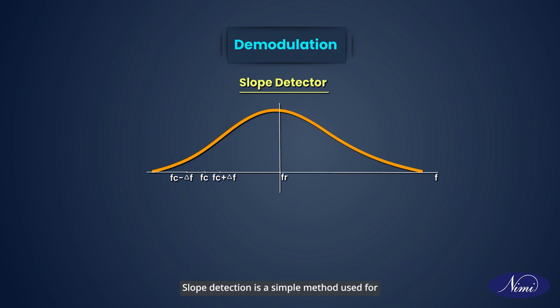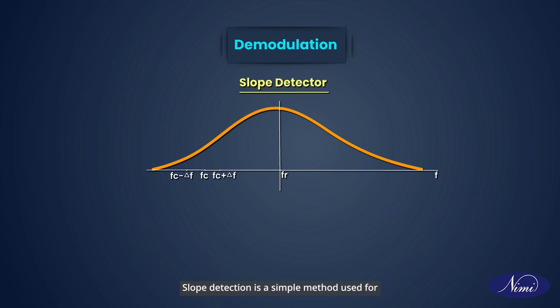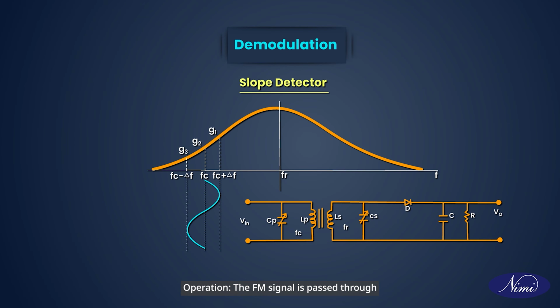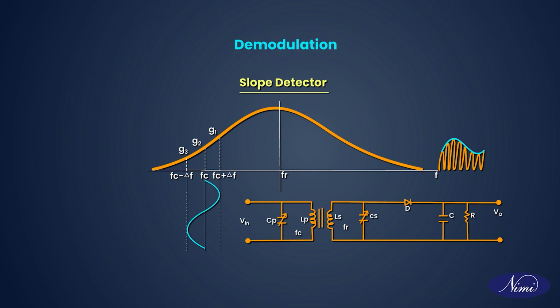Slope detector. Slope detection is a simple method used for frequency demodulation. It relies on the fact that the frequency deviation in an FM signal corresponds to changes in the signal's slope. Operation. The FM signal is passed through a circuit that detects changes in its slope. The output of this circuit is proportional to the frequency deviation, and thus the modulating signal can be recovered.